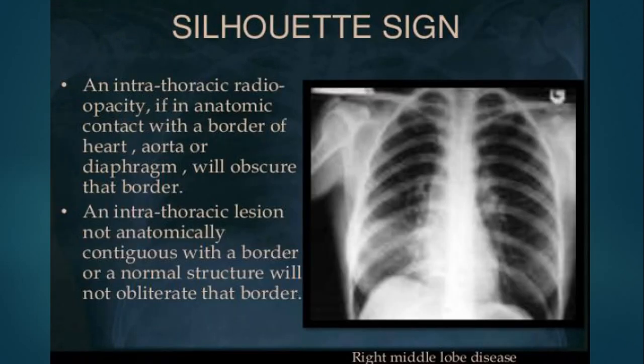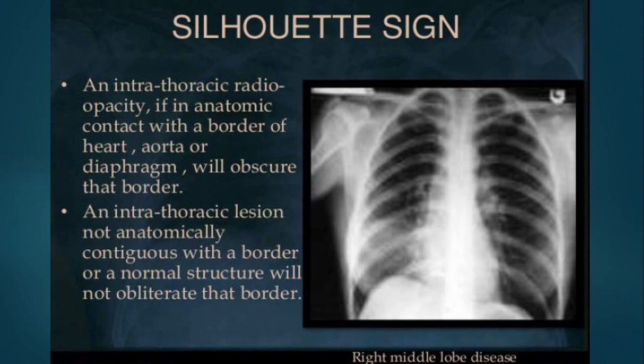Yes. Good. Now, we will talk a little bit about the silhouette sign. Silhouette, what do we mean by silhouette? Silhouette in Arabic is the shadow, خيال الشيء, the silhouette of anything.